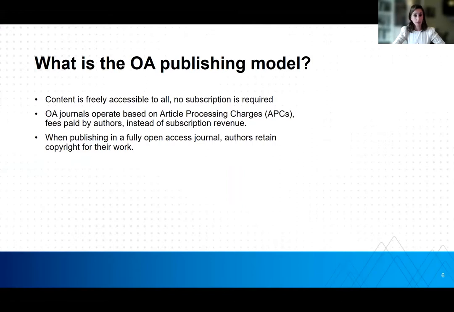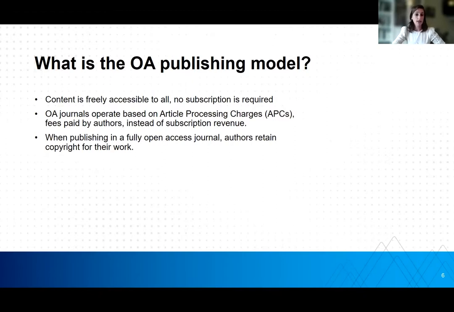With that foundation in mind, we can now turn to understanding the basic mechanics of open access publishing. It's a publishing model in which content is freely accessible to all with no subscription required. To cover editorial production and other costs, open access journals charge article processing charges. These are fees paid by authors. So essentially, when looking at the difference between the traditional model and the open access model, the major shift is from a reader pays model to an author pays model.